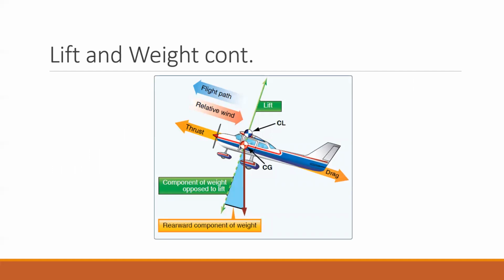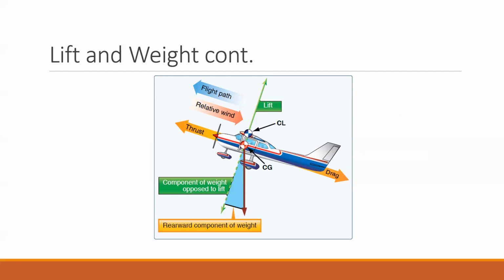So as you can see here, the lift vector points straight up, perpendicular to the wing, out of what we call the center of lift, or CL. And this is the imaginary point where the lift vector is generating the most lift, you could say. So the center point between all the lift vectors.